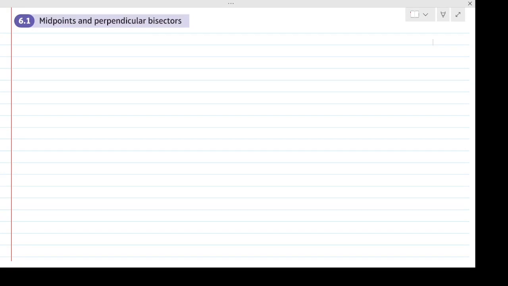Hello. So we are on chapter 6, and we're going to look at circles in this chapter. And what we're going to start off with is looking at midpoints and perpendicular bisectors.